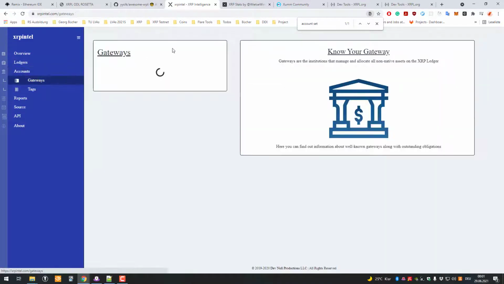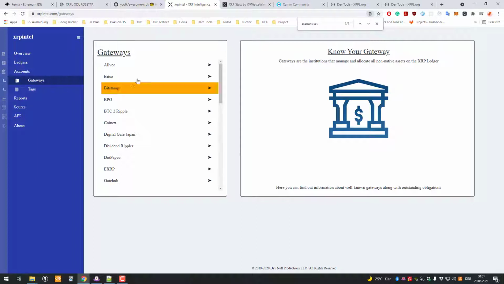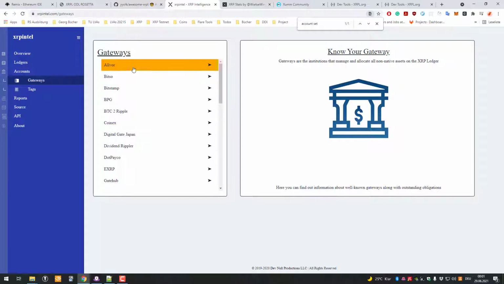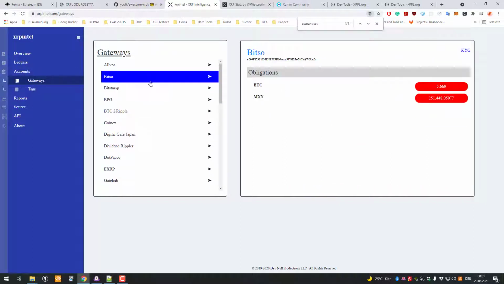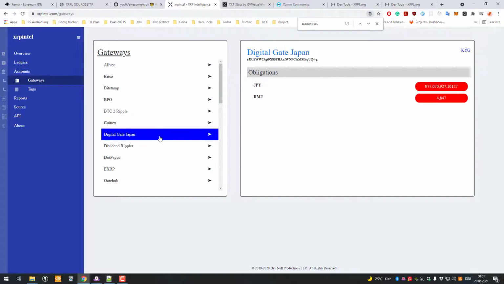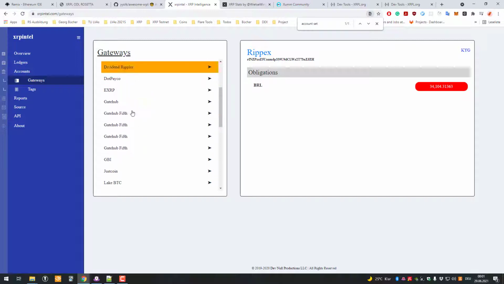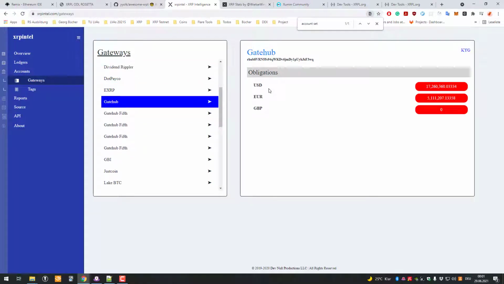We can also check out the gateways. For example, there is probably GateHub and Bitstamp. There are multiple gateways, but Bitstamp obviously is there, and also GateHub. So you can see multiple gateways and even what currencies they issue. That's also quite a cool feature actually. I also didn't try that one out yet. The most well known is GateHub, for example. As you can see, GateHub issues US dollars, euros, and pounds.